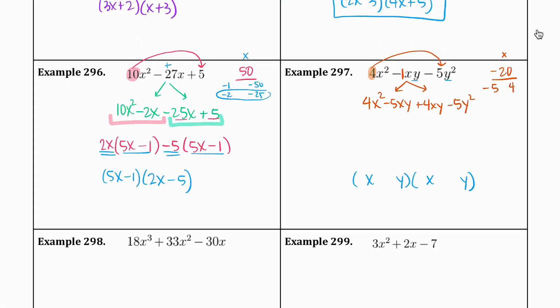All right, let's continue factor by grouping. Group up our first two, group up our last two.